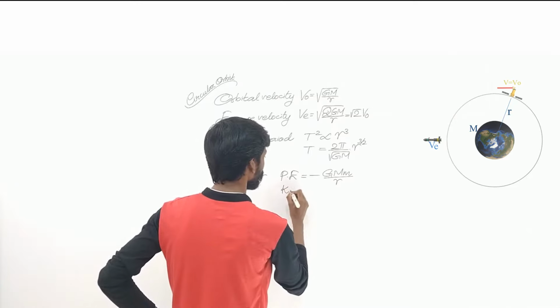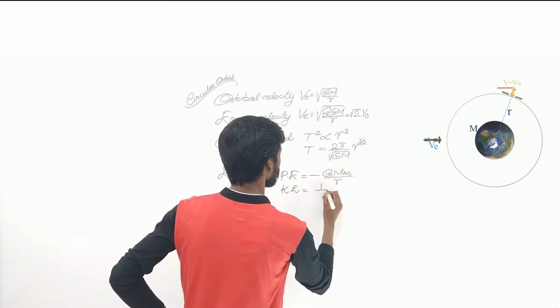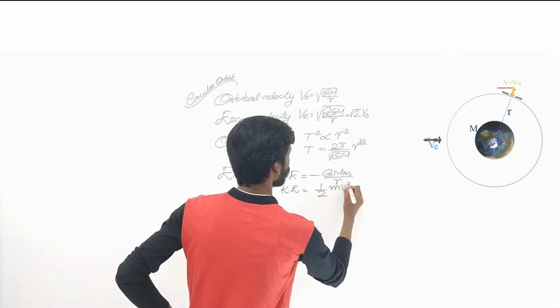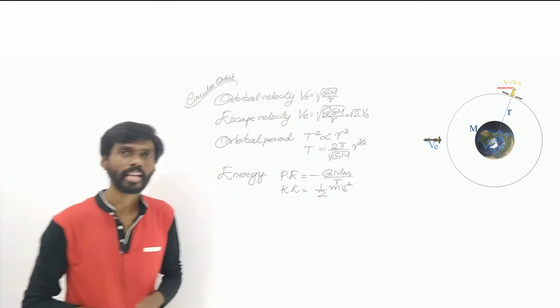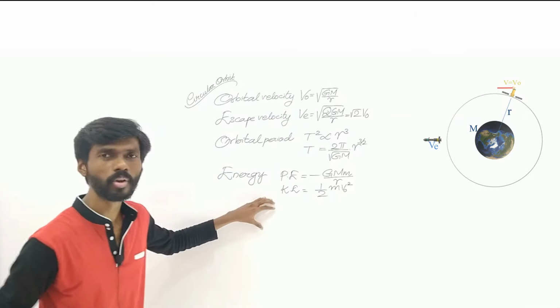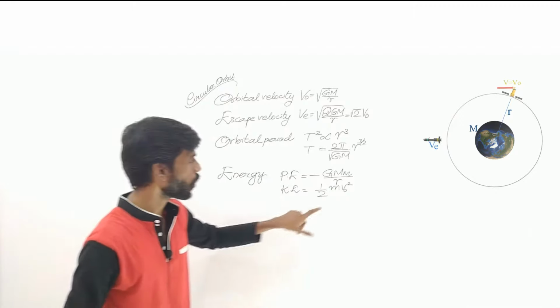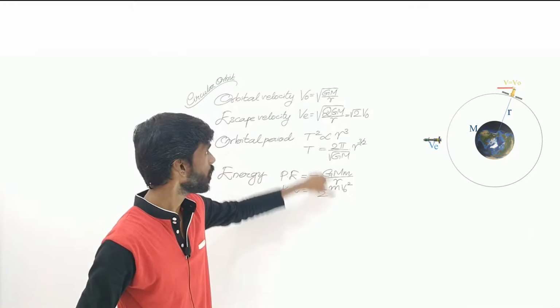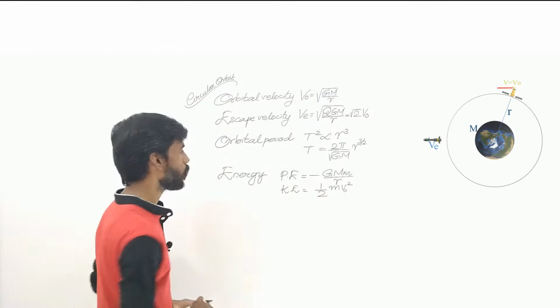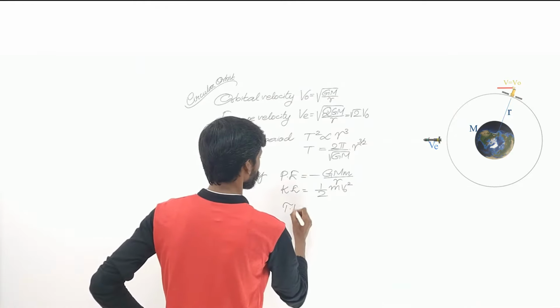So just like the potential energy, the kinetic energy is half mv squared. So v here is the orbital speed, which is again a constant. So kinetic energy is also constant at any point on the orbit. If you want, you can substitute this value of orbital velocity from this expression and add these two values. So we get the total energy.